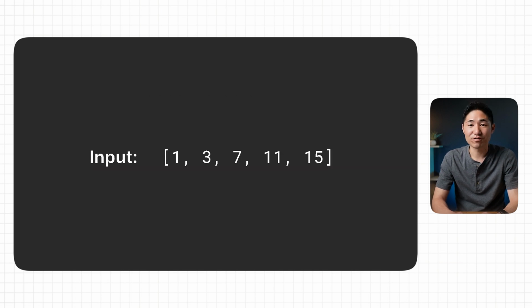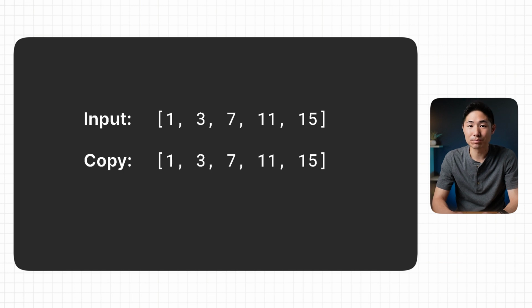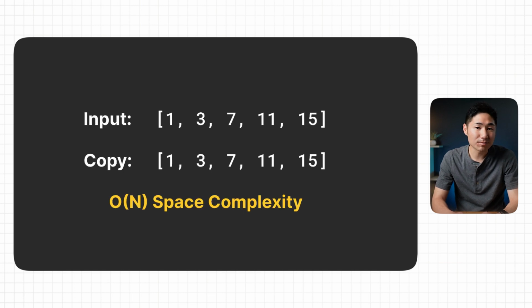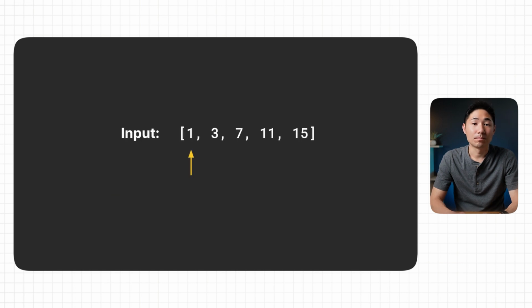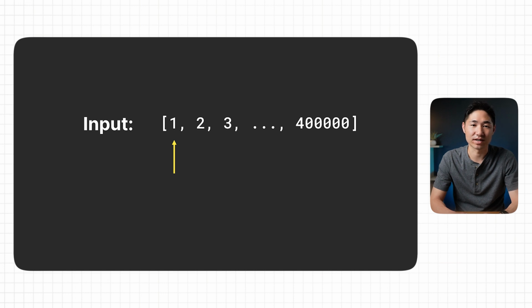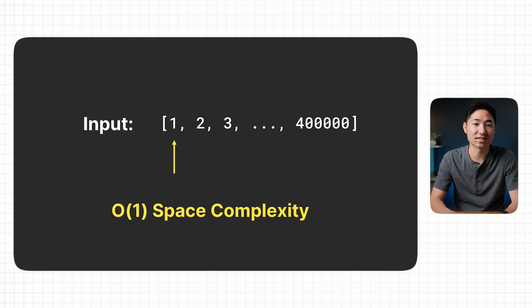For example, if your algorithm has to copy an input array to return an output, you automatically have a linear space complexity at the very least. But if your algorithm only uses a single variable and a for loop over the array, it doesn't matter how long this input array is. You'll only ever need one variable, which means you have a constant space algorithm, or O of 1 space complexity.